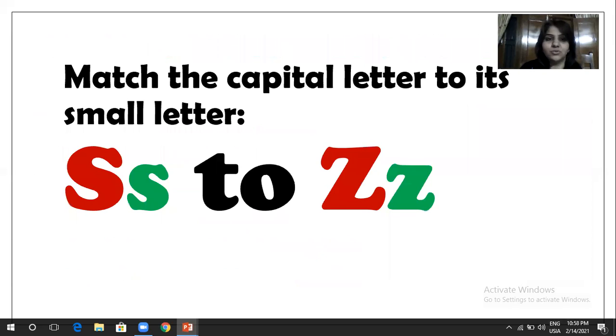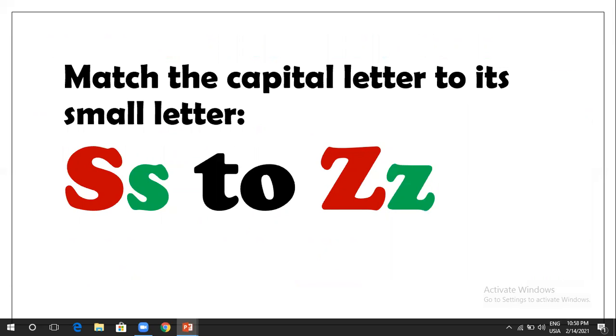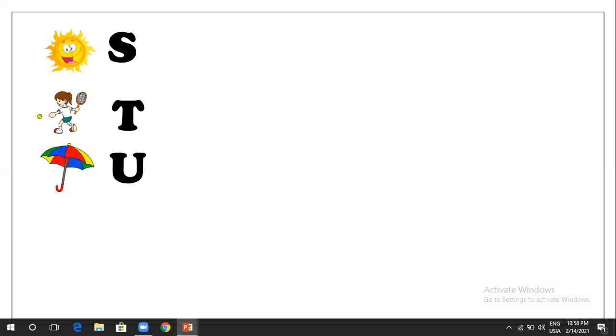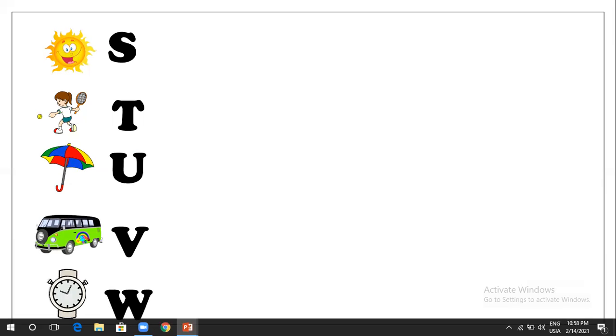Match the capital letters to its small letters. So we are going to revise S to Z. S, S is for sun. T, T is for tennis. U is for umbrella. V, V is for van. W is for watch. Let's see the small letters. T, S, W, U, and V.